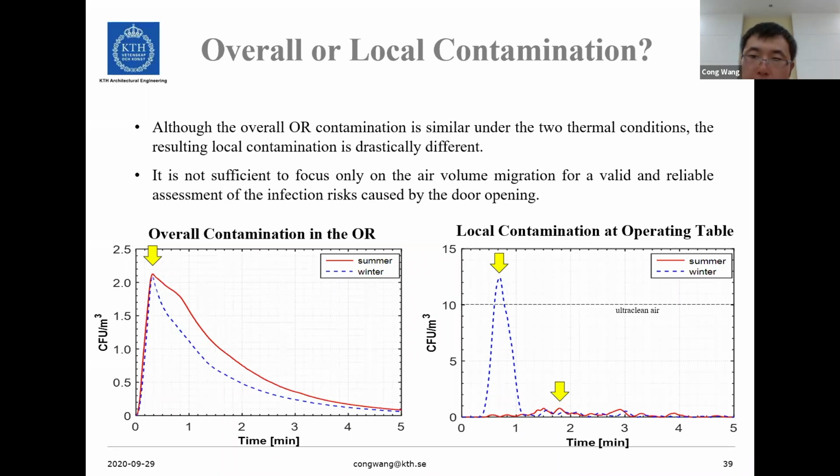And these results tell us that it's not sufficient to focus only on the air volume migration for a valid and reliable assessment of infection risks caused by the opening. And I want to mention here that previous studies, especially engineering studies, only show the left figure. They only show the overall contamination because they only investigate the overall air volume exchange, but they don't track the airborne contaminants in the operating room. And this study, our study, is one of the first studies that really tracks the airborne contamination. We pay attention to the spread of intruded airborne contaminants.